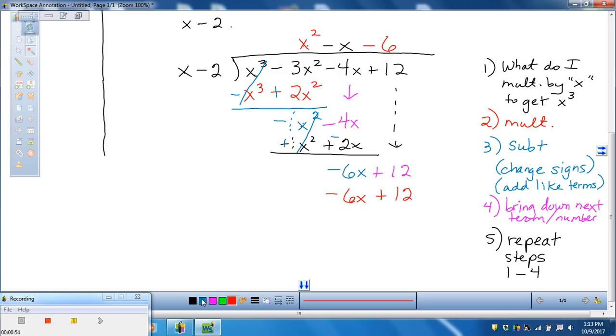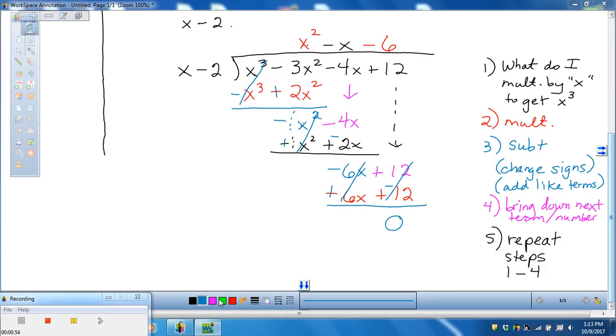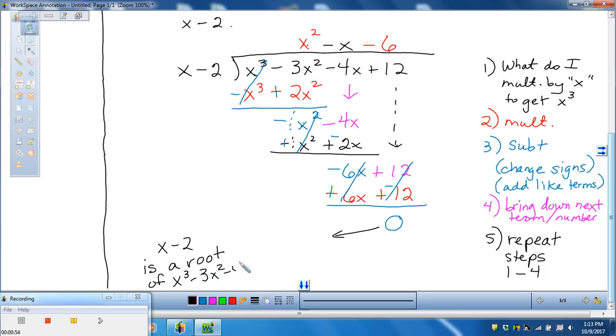Step 3, subtract, change your sign, so this becomes a positive 6x, this becomes a negative 12. Combine like terms, these cancel, and the 12 take away the 12 also cancels, so I now have a remainder of 0. Now because I got a remainder of 0, that means that x minus 2 is a root of the original problem, x cubed minus 3x squared minus 4x plus 12.